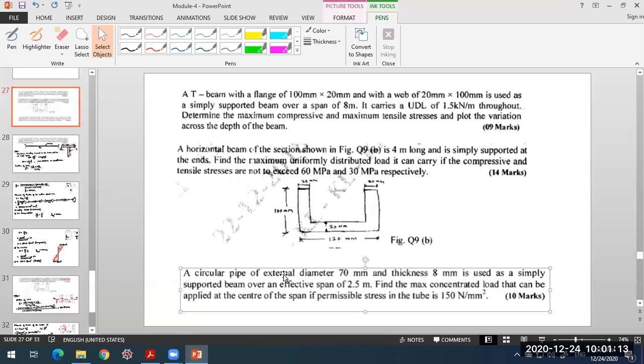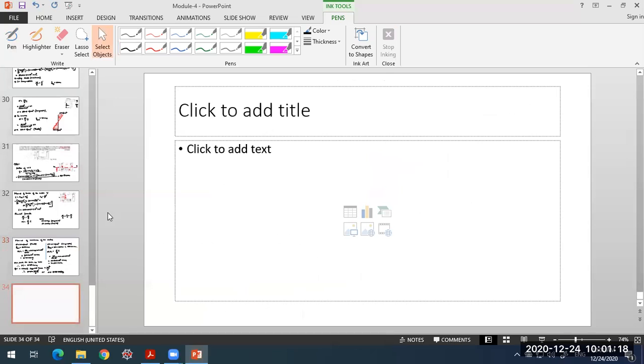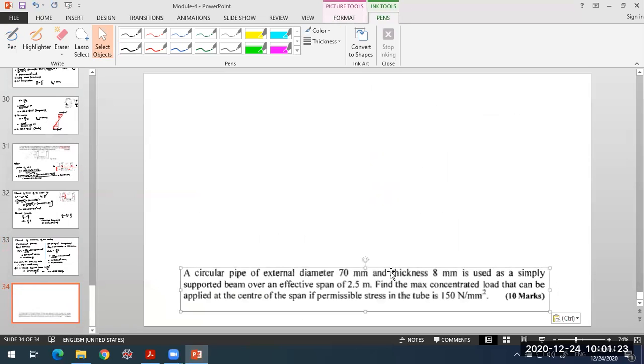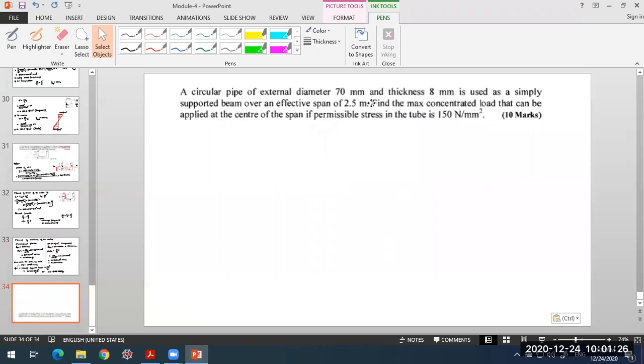Okay, next one, what we have here. So this is one more problem from previous question papers. This is the problem which is given here. A circular pipe of internal diameter 70 mm and thickness 8 mm is used as a simply supported beam over an effective span of 2.5 meter. Find the maximum concentrated load that can be applied at the center of the span if permissible stress in the tube is 150 Newton per mm square.